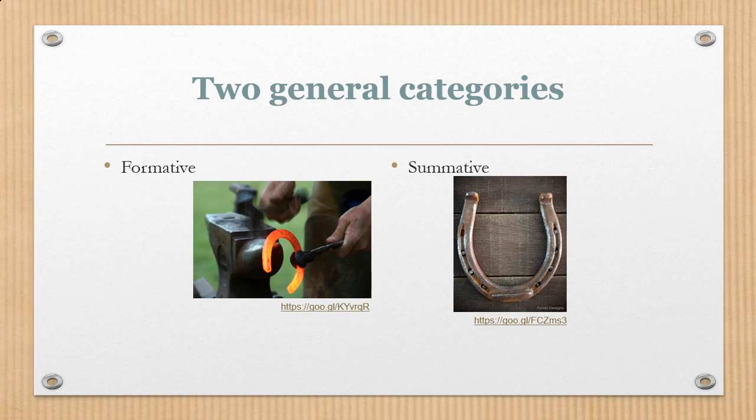Summative is the final product. The horseshoe is complete and ready for its final evaluation. Is it durable, you'll ask? Will it fit a horse, etc.? So it's the final product that you then evaluate.